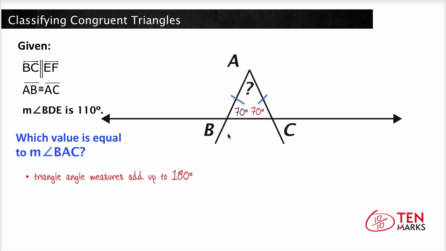Now, remember that the triangle angle measures all add up to 180 degrees. So 70 plus this mystery angle adds up to 180 degrees. We know 70 and 70 add up to 140, and 140 plus this mystery angle equals 180, so we'll subtract 140 from both sides, and this missing angle is 40 degrees. Great, you found the missing angle. Good job.